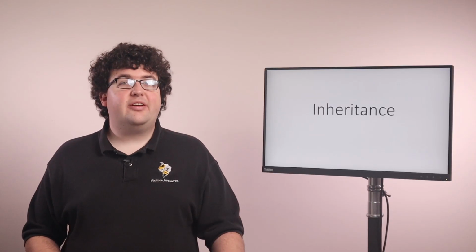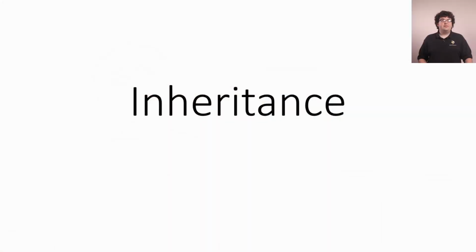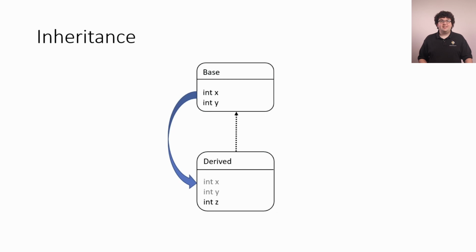In this video, we'll be talking about inheritance. This is a relationship we can set up between two classes. When one class is derived from another class, we call that other class the base class. A derived class inherits all of the member functions and variables from its base class. This means that the derived class has those members without having to declare them itself.